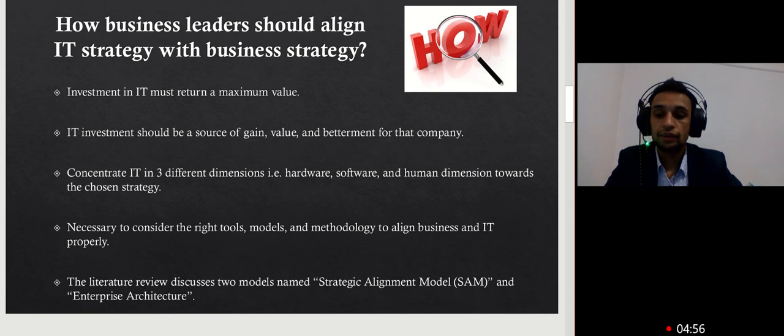The literature review discusses two models, the Strategic Alignment Model (SAM) and the enterprise architecture. I have briefly discussed these in my report as well.